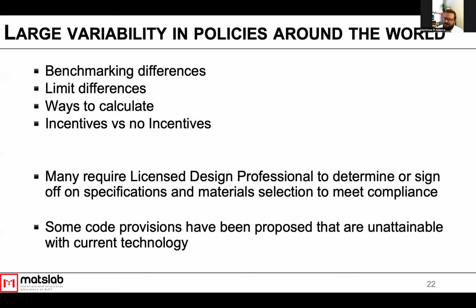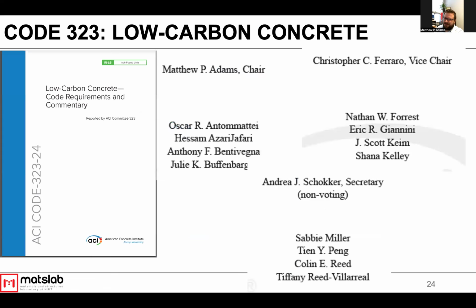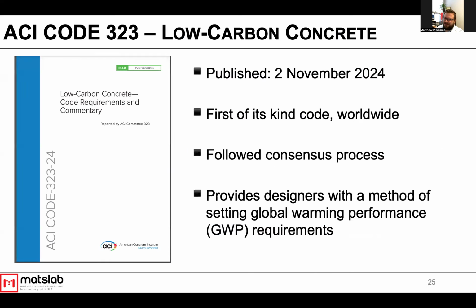And so we needed something that was standardized. So Code 323 was developed. This is the committee that developed it. I was fortunate enough to be chair of this committee along with my vice chair, Chris Ferraro, and our secretary, Andrea Shocker. This group of people worked very hard to get a code together pretty quickly. We published it last November, so it's been out for almost a year. And as far as we know, it's the first of its kind model building code developed in the world.